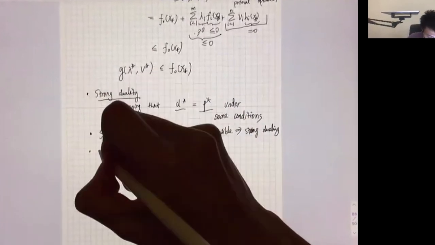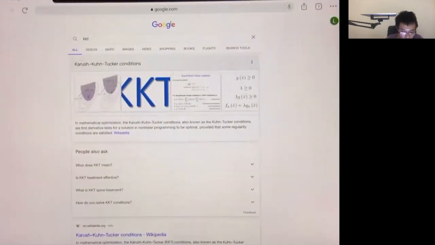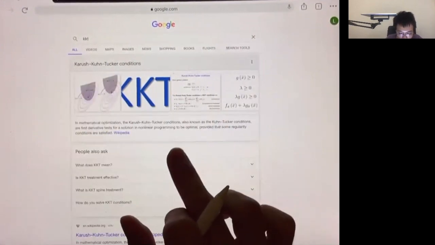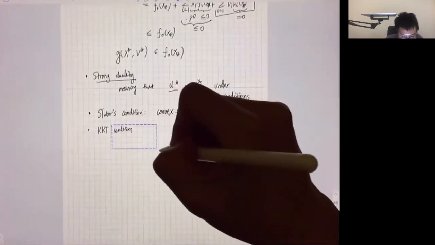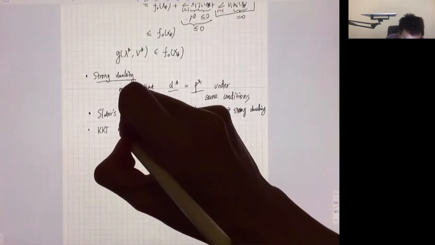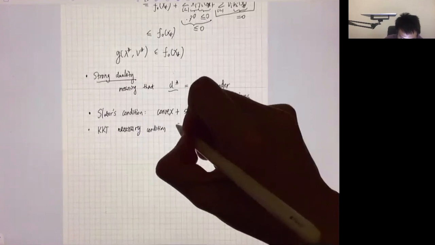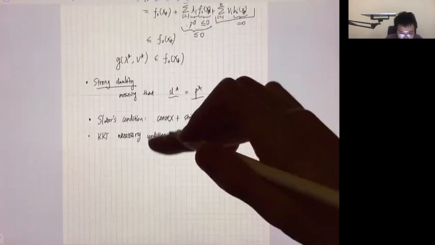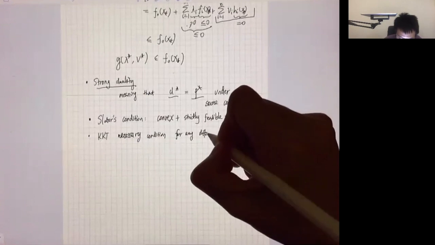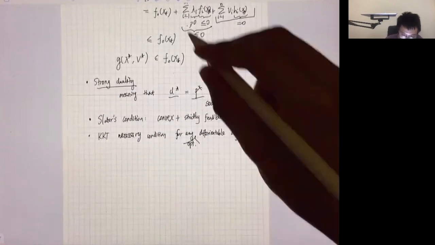The other is the KKT condition. Now I need a cheat sheet. So it's Karush, Kuhn, Tucker. These are the three authors who discovered the KKT conditions. So the KKT condition is a necessary condition for any optimization problem with a differentiable objective. Your objective must be differentiable, otherwise I will use the derivative information and it doesn't hold.